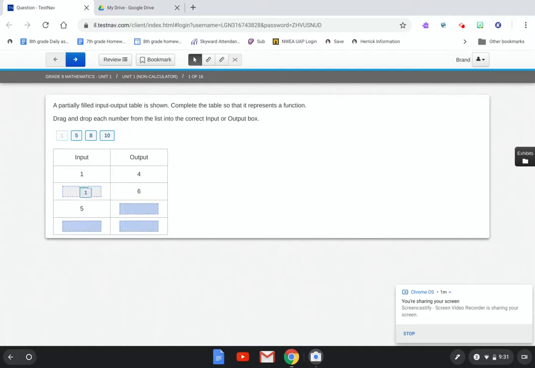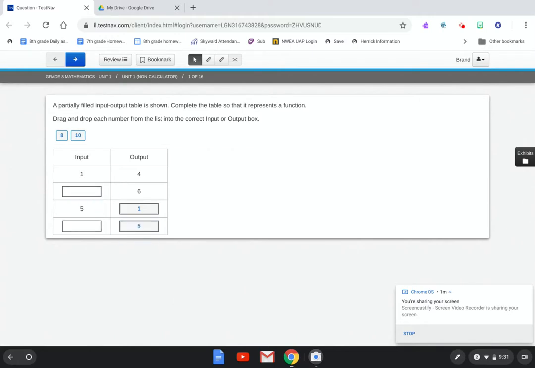So if I were to put 1 here, 1 is an input and it's going to both 4 and 6. That doesn't satisfy the definition of a function because every input only goes to one output. Well, 1 is going to 2 outputs, 1 and 4. So that means 1's got to be in the output section. Same thing with 5. I can't put 5 in the input because now there's 1 input of 5 going to 2 different outputs. So 5 has to be over here.